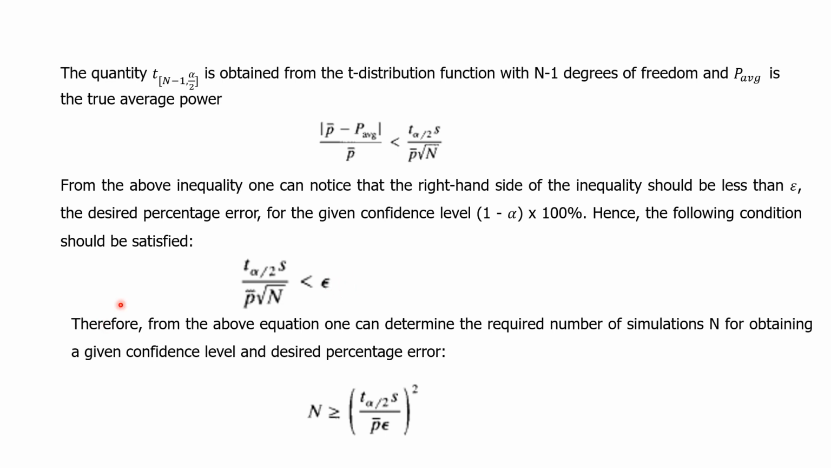So, therefore, the above equation can determine the required number of simulations capital N for obtaining a given confidence level and desired percentage error. So, capital N is greater than or equal to t alpha by 2 S divided by P bar epsilon, the whole squared.